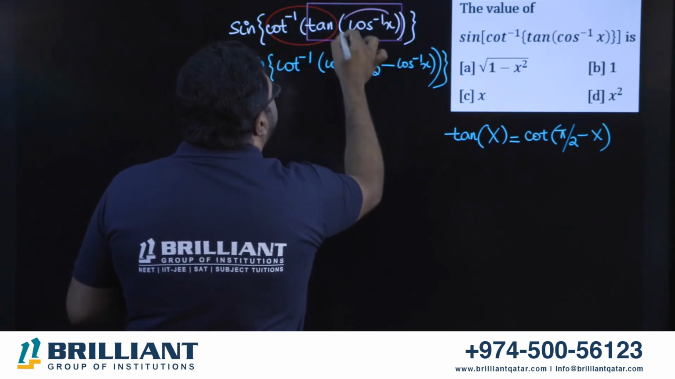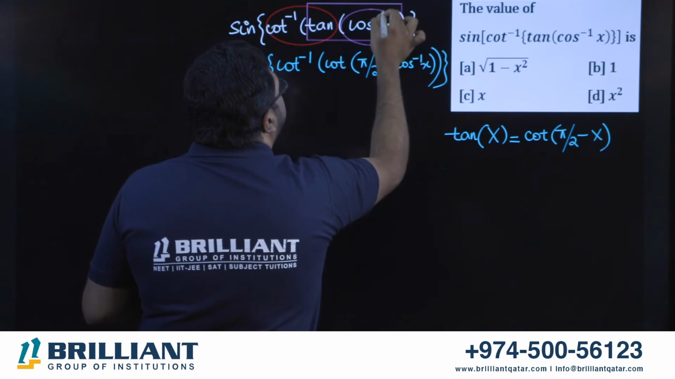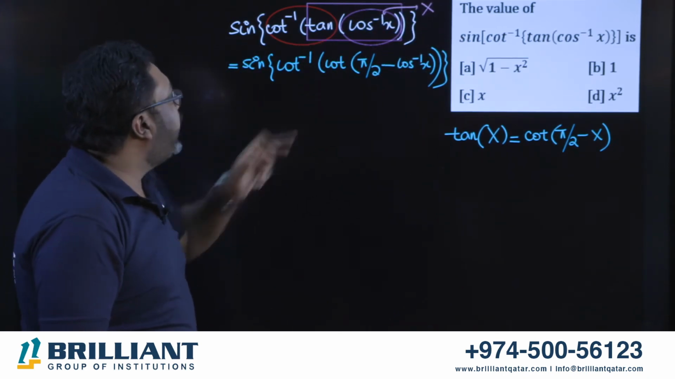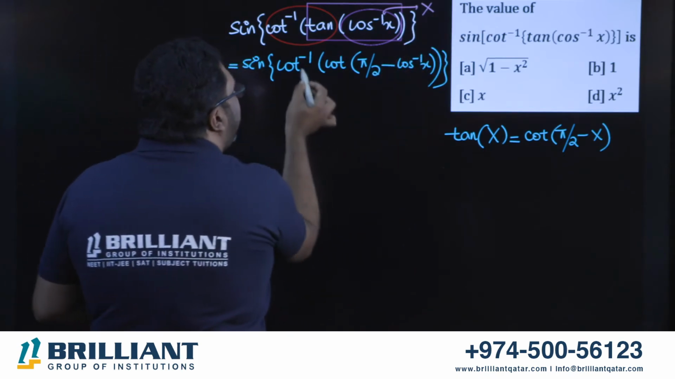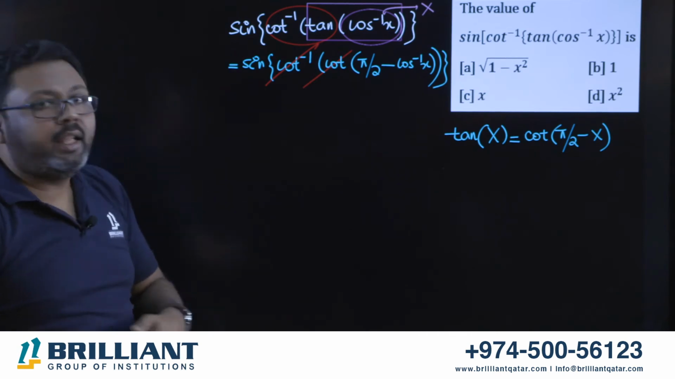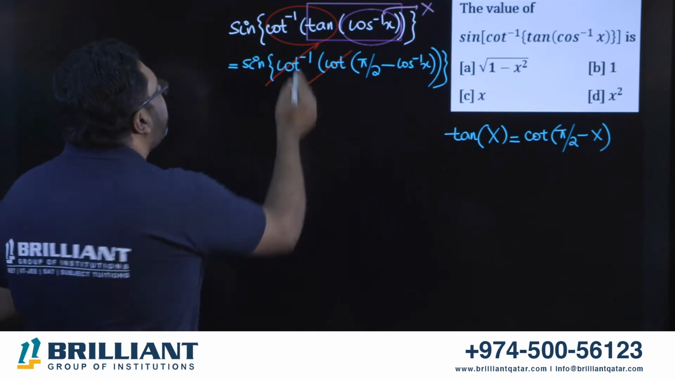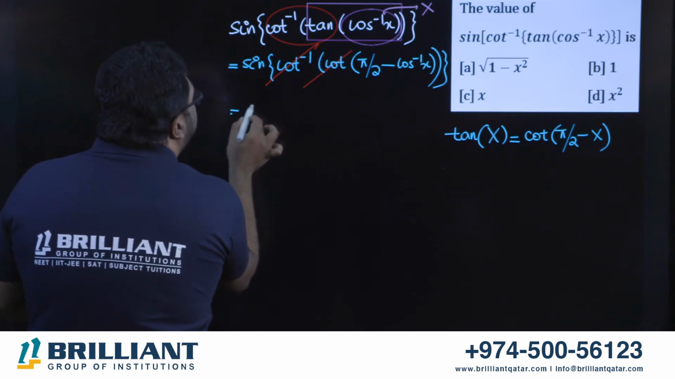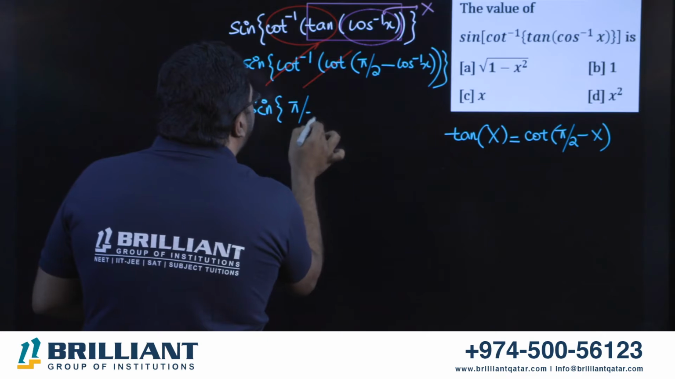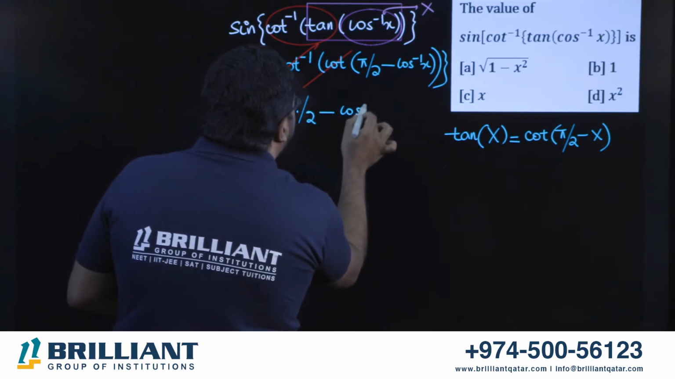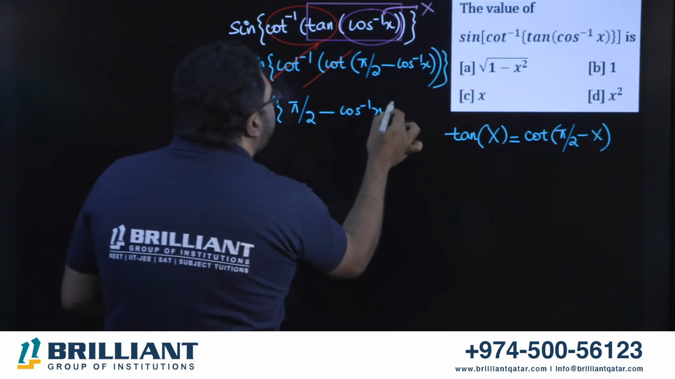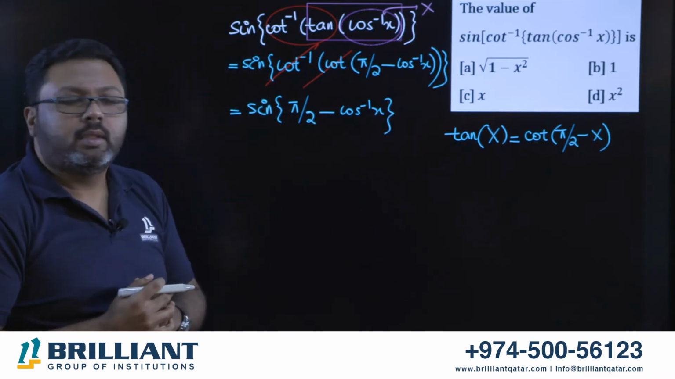This is my x, my dear students. This cos inverse is my x. Tan x is cot of 90 minus x, and that will help me to cancel this. Immediately reducing it, my answer is going to become sine of pi by 2 minus cos inverse x.